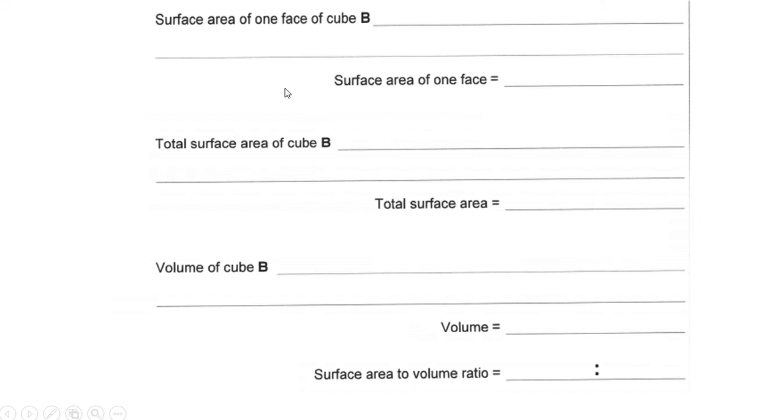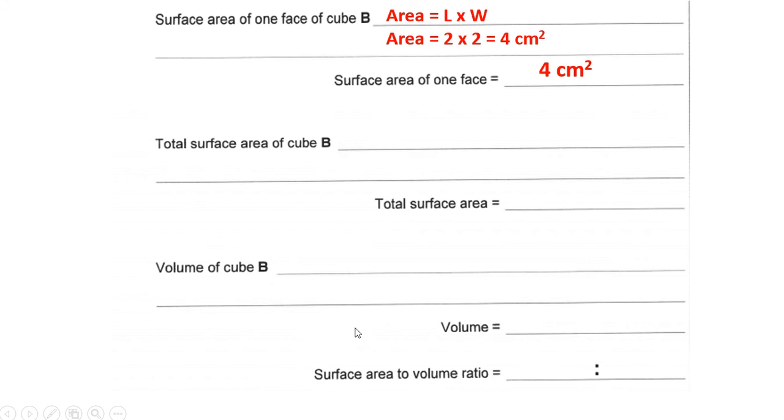Because this is from the foundation paper, it gives you 4 steps to go through in order to ultimately calculate the surface area to volume ratio. To work out the surface area of one face of cube B, think about what you do in maths: that's your length times your height, so basically times the 2 sides together. Here we do 2 times 2, which gives us 4. That's the surface area of one of the faces.